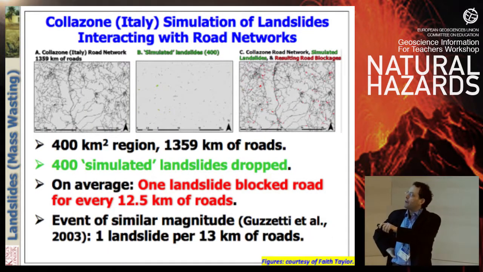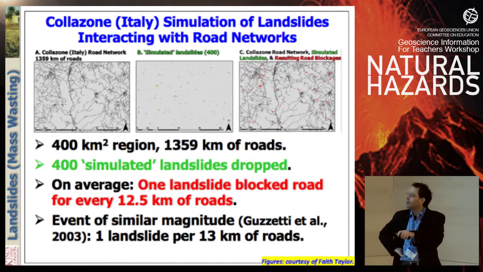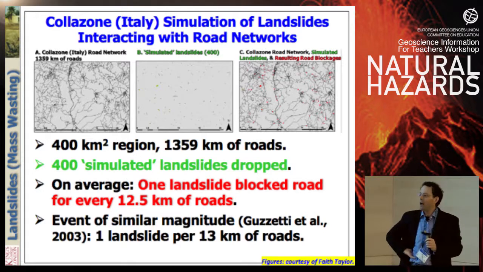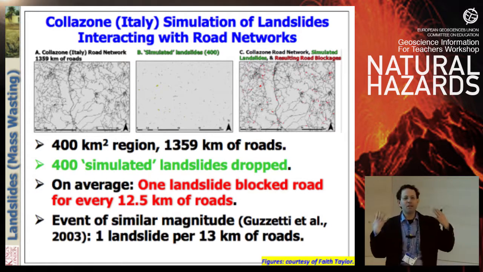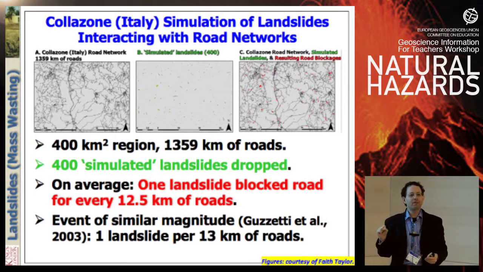And we find over this 400-kilometer region, there's 1,360 kilometers of road, and 400 landslides are dropped. And on average, one landslide has blocked the road for every 12.5 kilometers of roads. This is something we can then hand civil protection agencies, and we can say, well, if you have an event of this size, on average, this is how many times the roads will be blocked, and on average, how often.